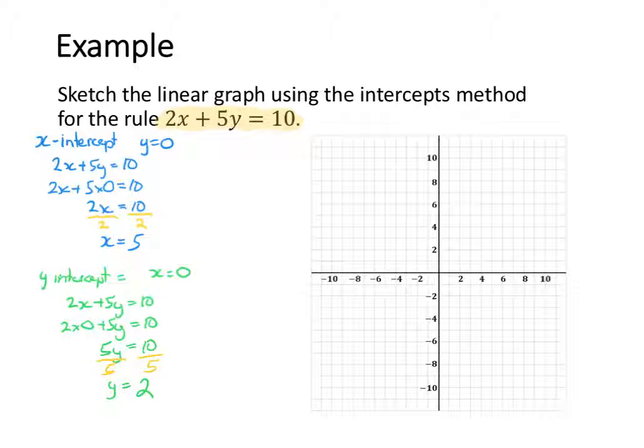I can go ahead and complete the last step, which is to graph it onto the Cartesian plane. Now I do that by first marking my intercepts. So on my x-axis it is going to be equal to 5, and on my y-axis it is going to be equal to 2. So now that I've got my 2 intercepts marked on the Cartesian plane, I can go ahead and join those 2 marks with a straight line.